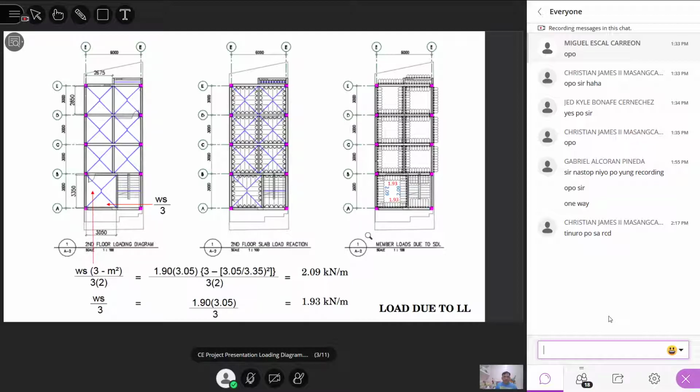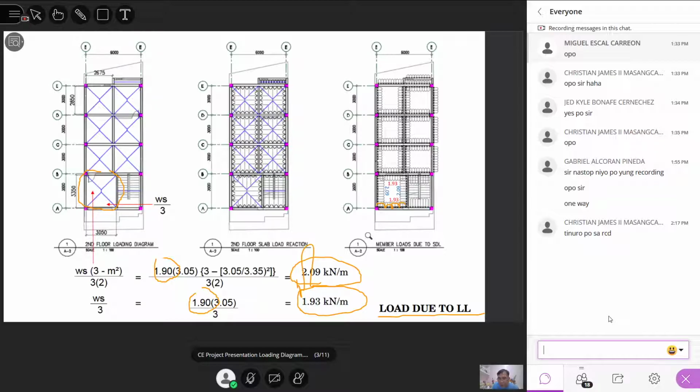Next. Okay, next. Let's consider the slab provided. In this case, our load is full live load. Okay? Now, substituting the following, again, the same. Ang nagbago lang naman yung ating 1.9. So, we can say that our unit is 2.09. Okay? And for WS over 3, that is 1.93 kilonewton per meter. So, ito na ngayon yun. So, nakalculate na natin yung equivalent uniform loads nito, both dead load and live load.